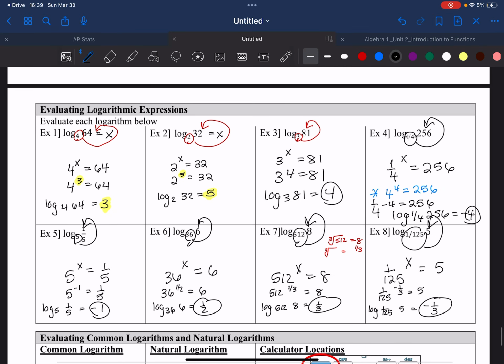So for these, we kind of need to go back to our last unit with radicals and know that the square root is the same as saying to the 1/2 power. The cube root is the same as saying to the 1/3 power. The fourth root is the same as saying to the 1/4 power, and so on and so forth. And if we're going from a fraction to a whole number or a whole number to a fraction, then our exponent needs to be negative in order to make that switch.